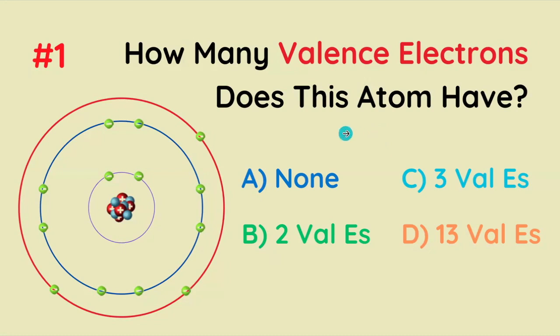How many valence electrons does this atom have? 0, 2, 3, or 13 valence electrons? It's not the total number of electrons they're asking for, which is 13. It's just the ones in the outermost layer. And because there's 3 electrons in the outermost ring, there's going to be 3 valence electrons total, so that's going to be our answer.